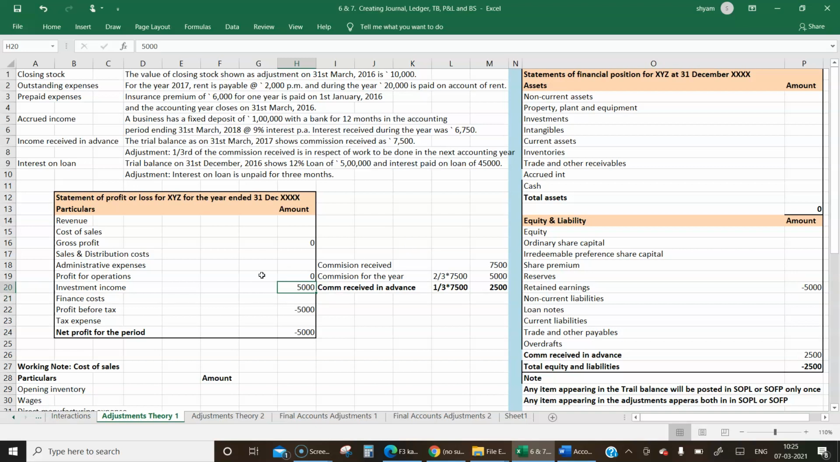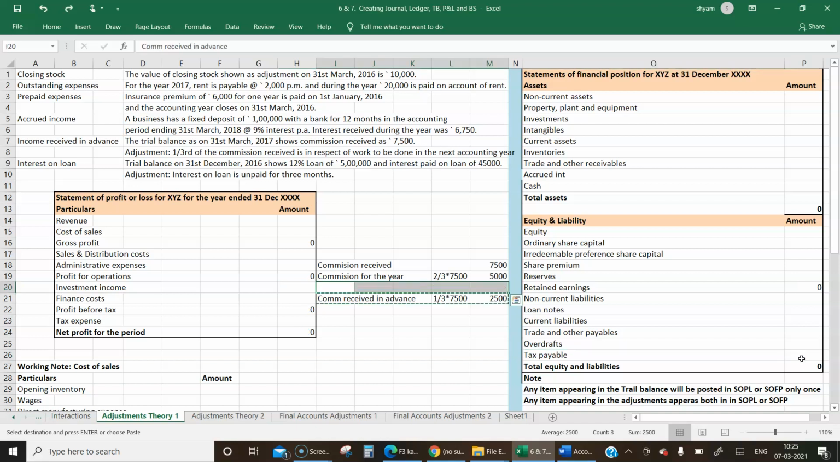So here you should put only the commission that is earned in the year. Here you have to put the commission which is received in advance as a liability, or income received in advance as a liability. So you show the 2,500 here. So that's about the income received in advance.